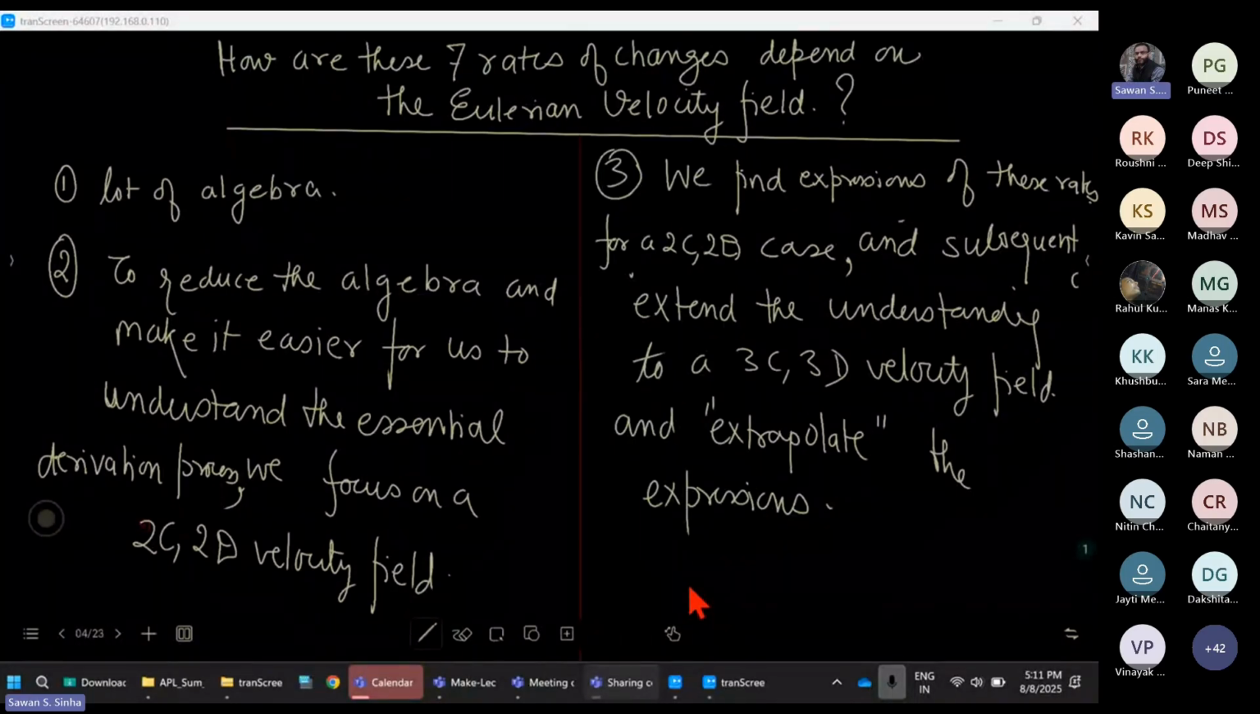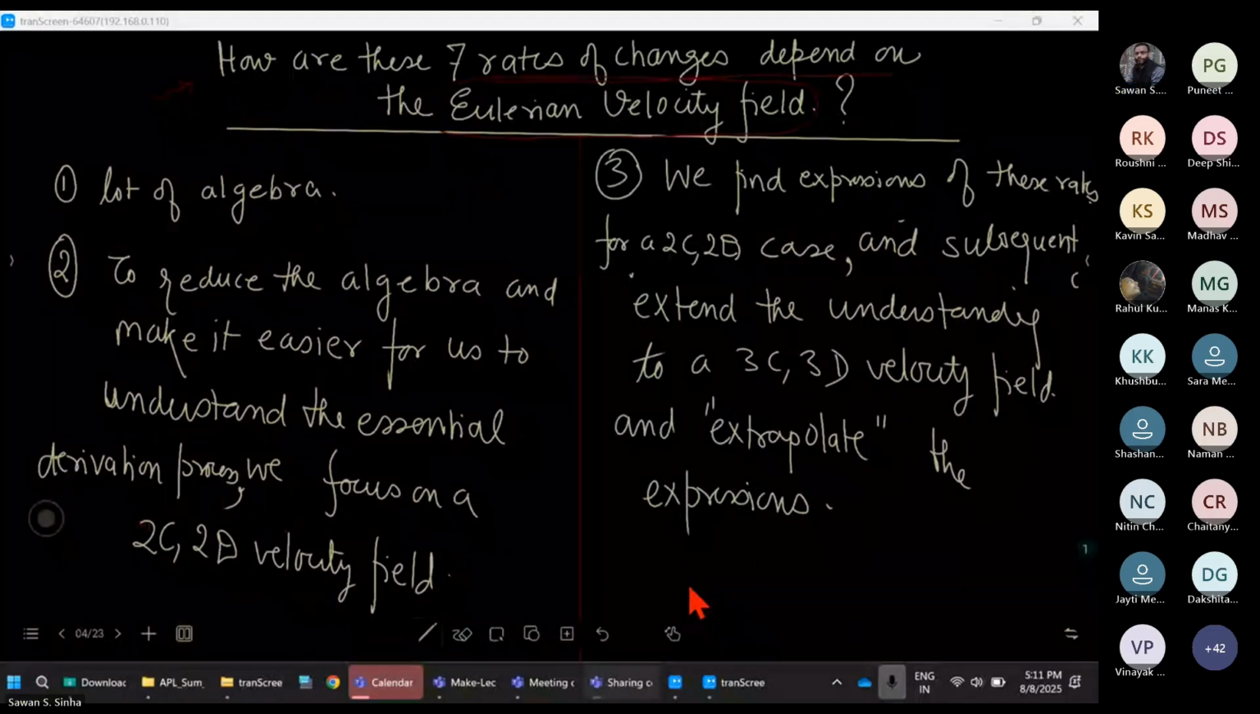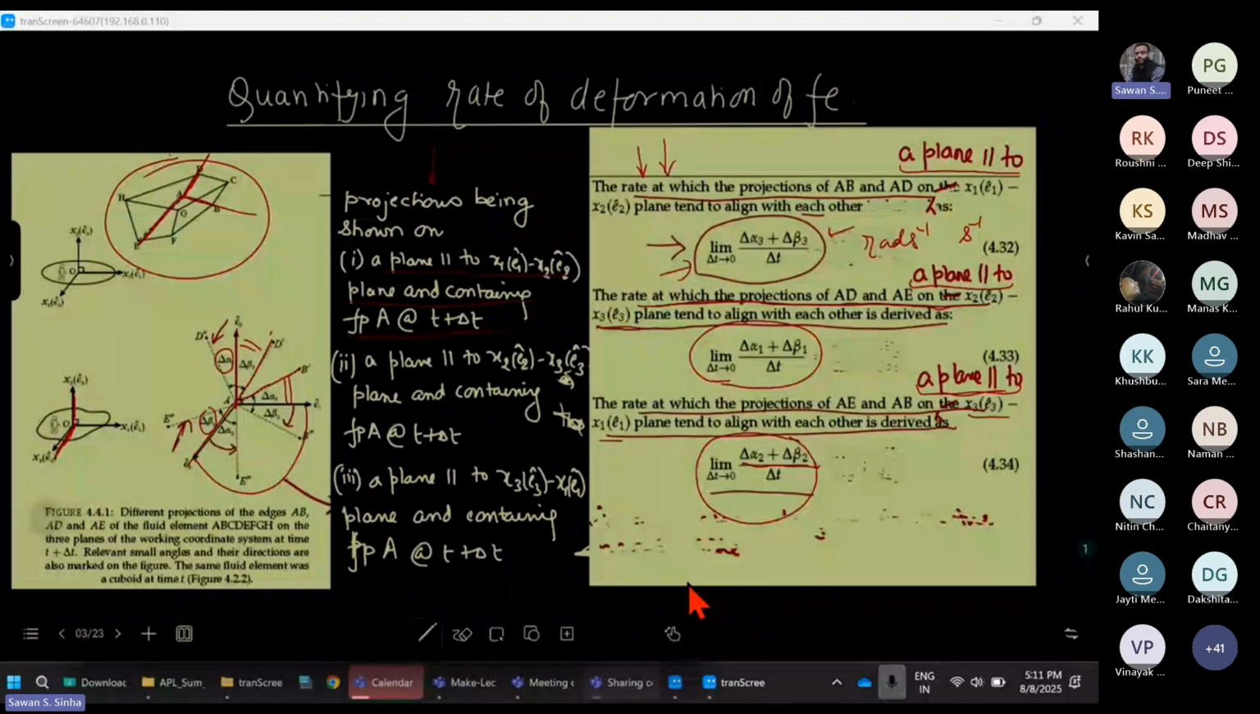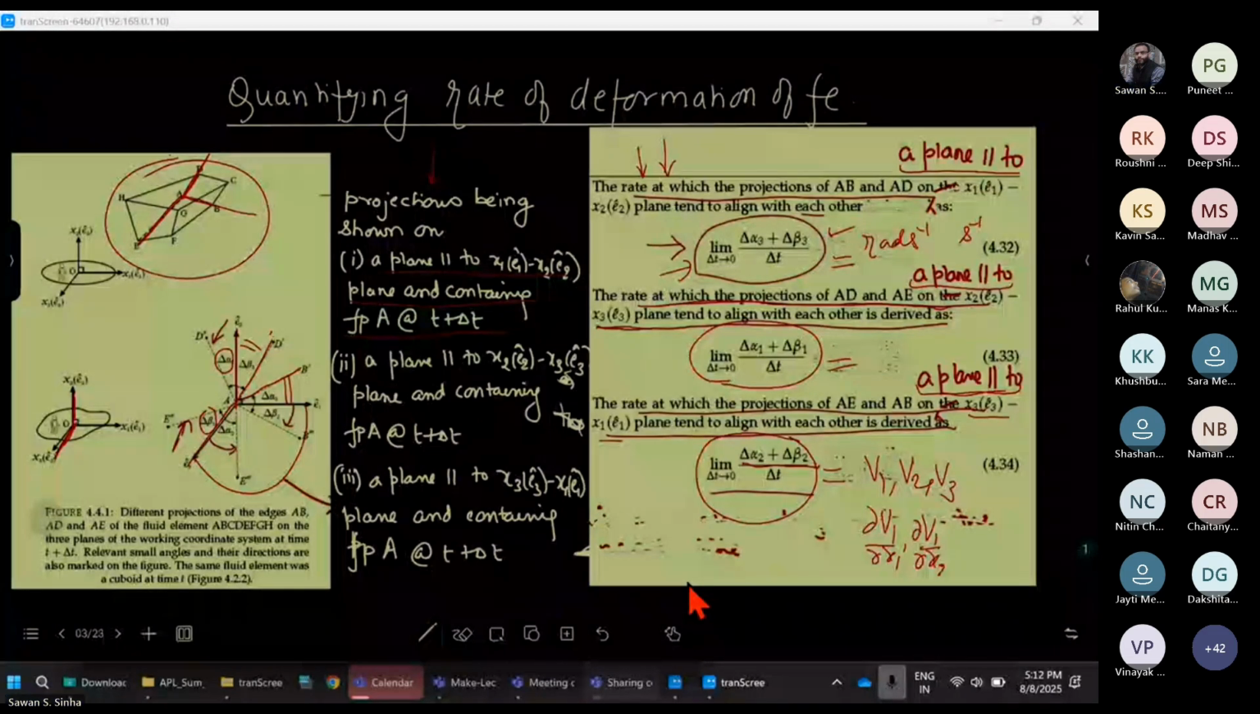I want to know, so what is our intention now? So far I have defined the 7 quantities with which I can quantify the rate of deformation. But my attempt is to be able to express these 7 rates of changes in terms of the background velocity field. Okay. I want to find out how much is this or how much is this, how much is this in terms of velocity components or their derivatives, etc. That is what I am going to do now.